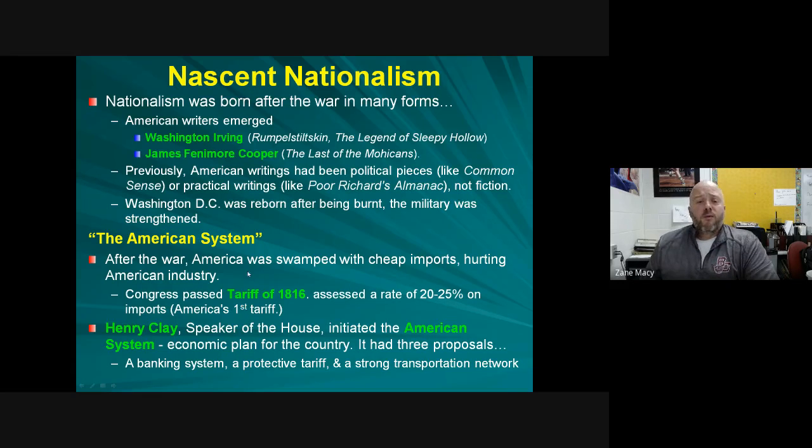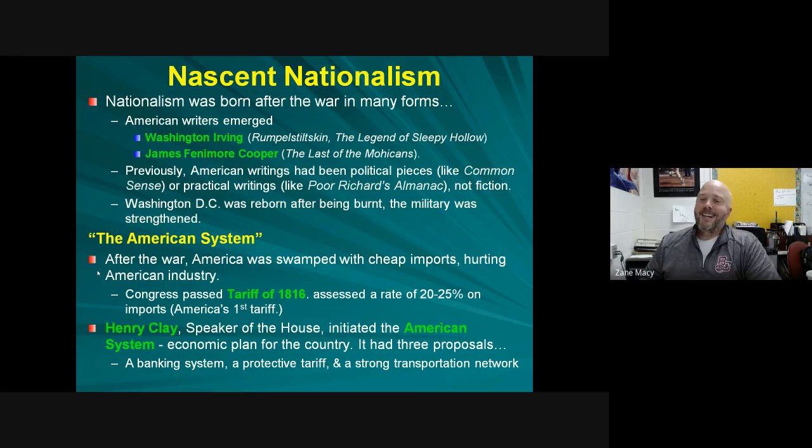Now, the next thing I want to talk about is the American system. After the War of 1812, America was swamped with cheap imports because when embargoes come to an end and the fighting comes to an end, trade picks right back up. By the time you get into 1815, 1816, Europe was well underway in terms of an industrial revolution.